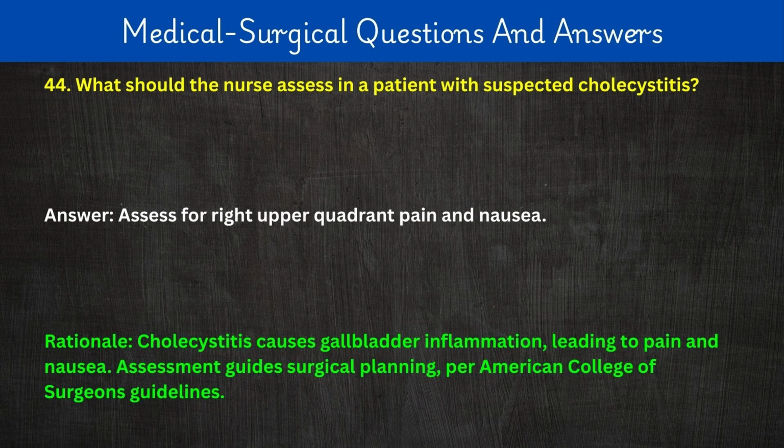44. What should the nurse assess in a patient with suspected cholecystitis? Answer: assess for right upper quadrant pain and nausea. Rationale: cholecystitis causes gallbladder inflammation, leading to pain and nausea. Assessment guides surgical planning, per American College of Surgeons guidelines.